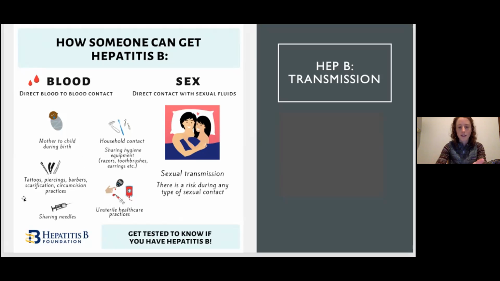And the more obvious percutaneous exposures are through tattoos and piercings, and then through intravenous drug use and sharing needles. This is the most common mode of transmission in the United States.